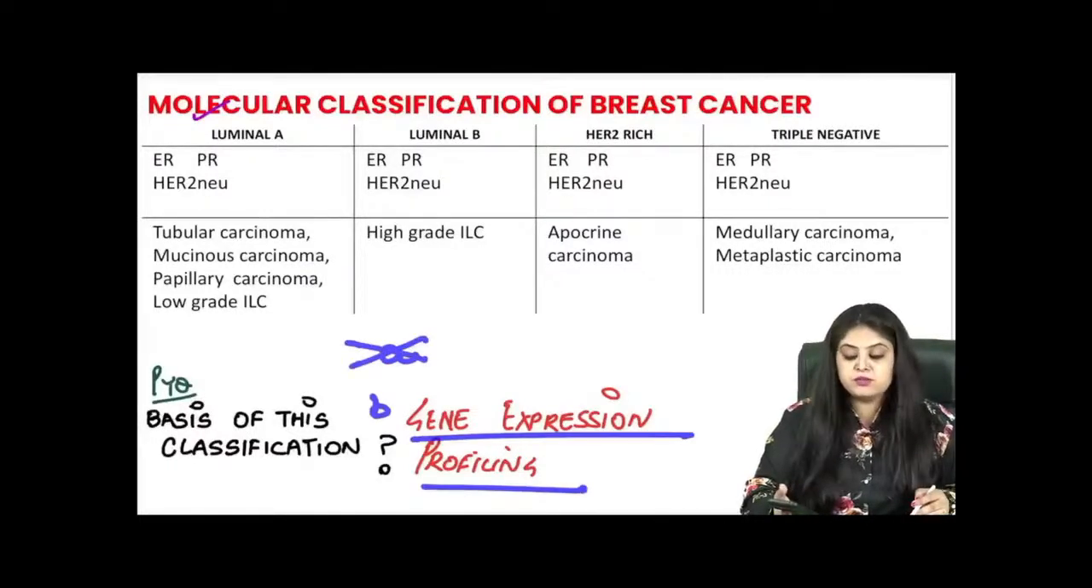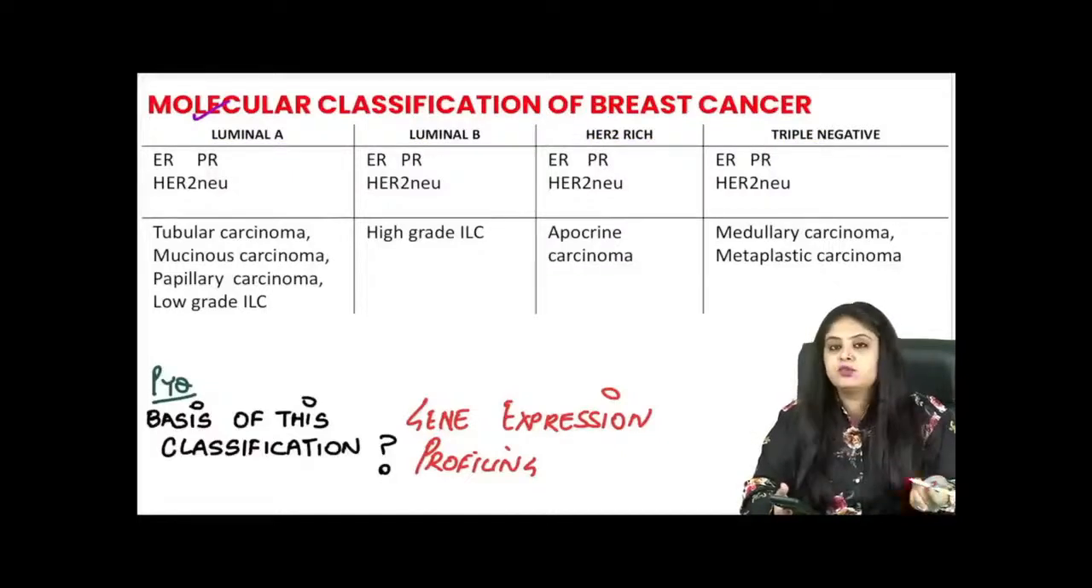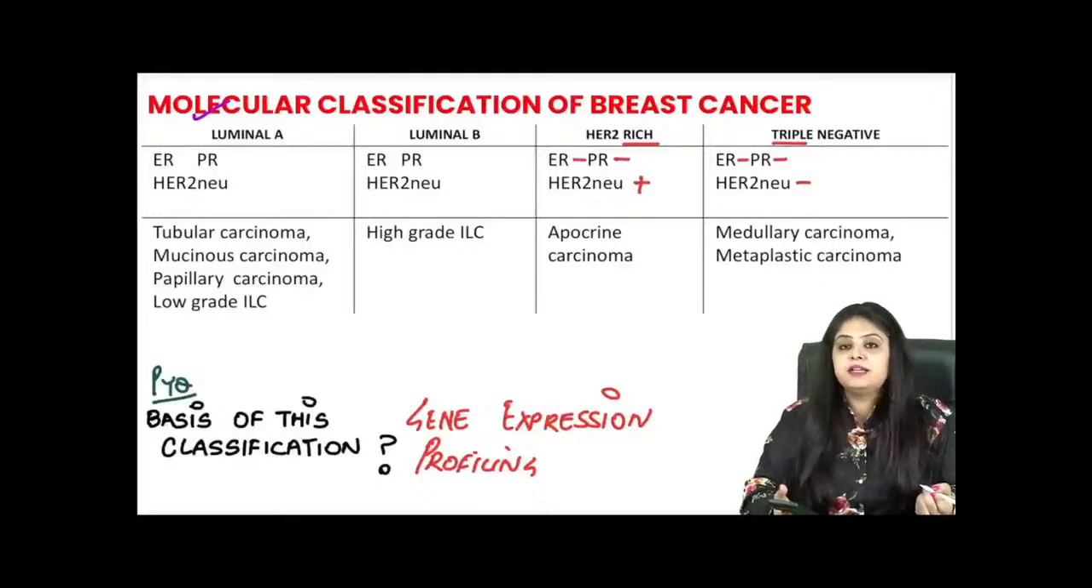But is this classification based on immunohistochemistry? No. The classification is based on... very good. All of you gave me a very good answer over here. Gene expression profiling, meaning this classification is based on genetics. They did gene analysis and then they gave this classification. After that we started putting IHC. So in classification, option A will be IHC. Will you select that? No. Option B will be gene expression profiling.